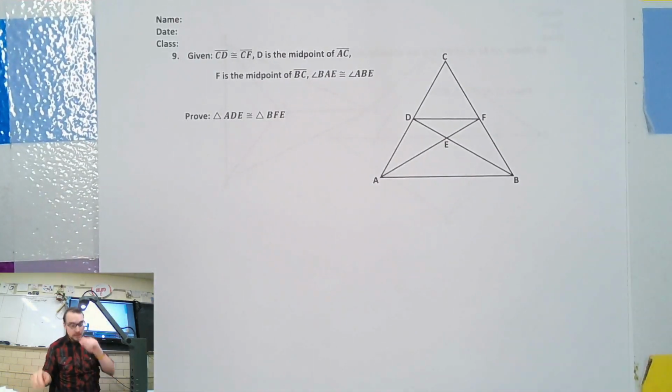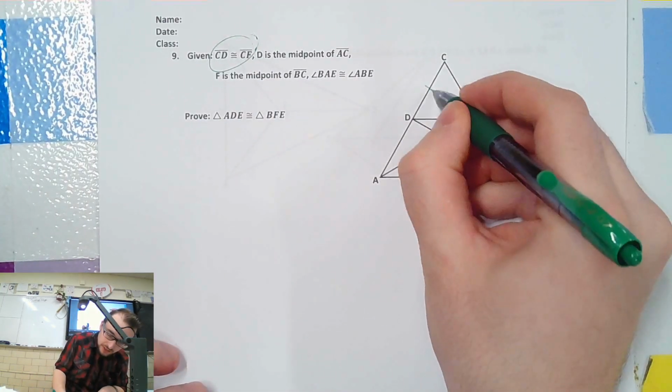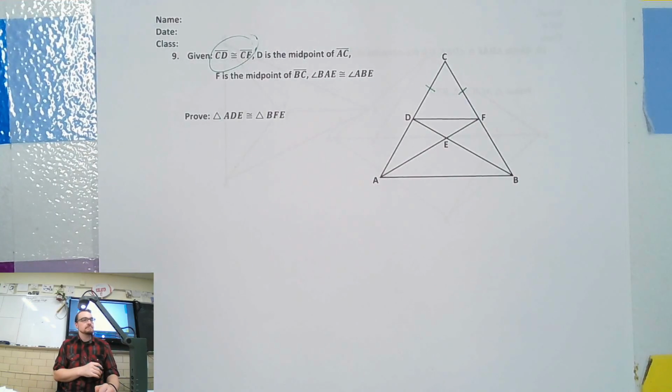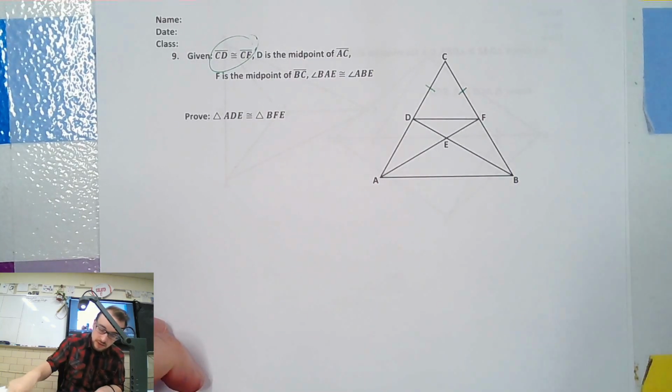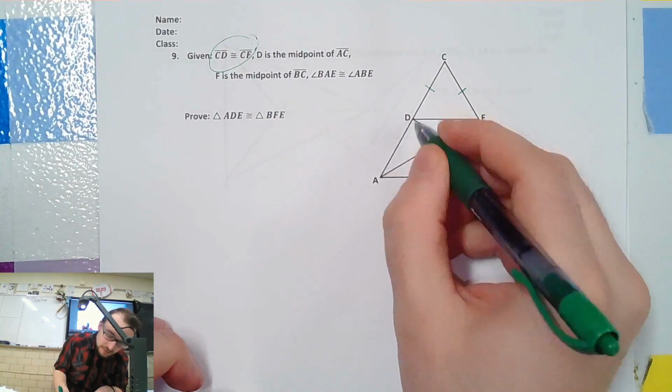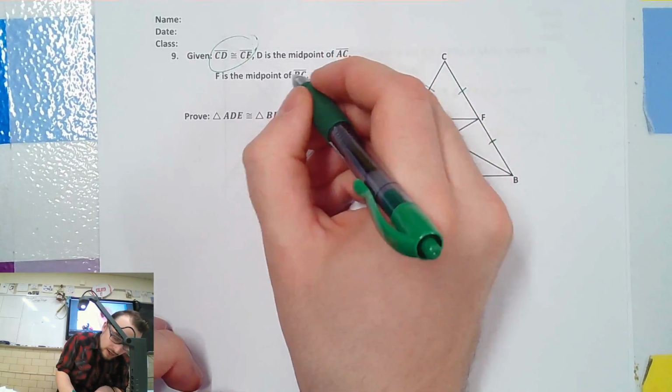9. 3 more and then we're done. CD and CF are the same thing. So as soon as I mark this, alarm bells, right? D is the midpoint of AC. So, oh, look. If D is the midpoint, then all of these are congruent. Same thing with F being the midpoint. Yay!